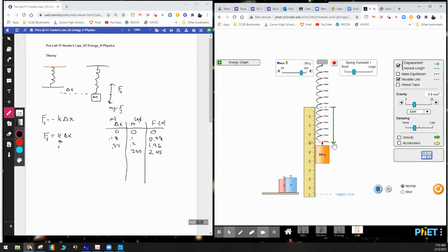Let's come down here now. According to this, it's about 42 and a half, so we'll say 0.425 meters. So we've added some weight and the spring has stretched out. All right, so we have this relationship here. Now let's make a graph of this.